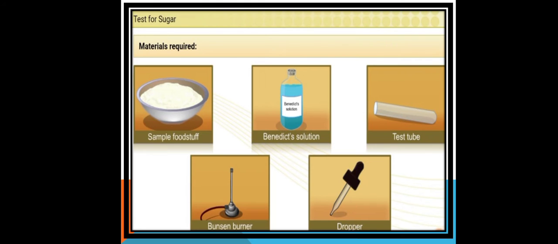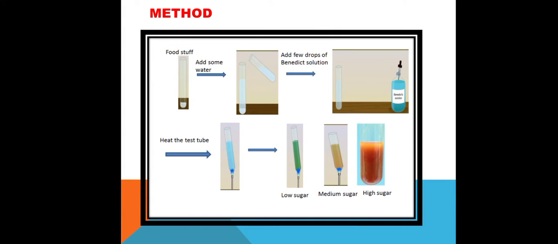What is the color of Benedict solution? Blue in color. What are the food items that contain sugar? Fruits, honey, table sugar, sugar cane. These are the food items that contain sugar. Take any food sample. Then next, what are the methods?